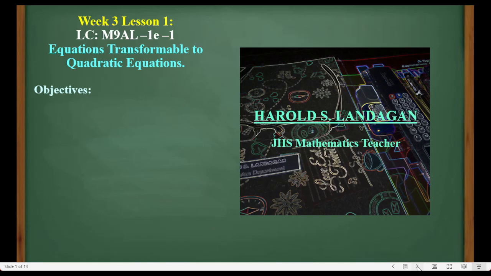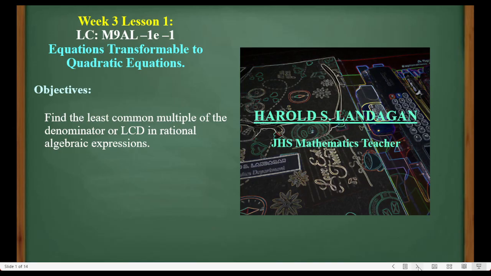The objectives are the following. At the end of this lesson, students are expected to find the least common multiple of the denominators, or what we call the LCD, from the given rational algebraic expression or expressions. And then, students are also expected to solve equations that are transformable to quadratic equations.